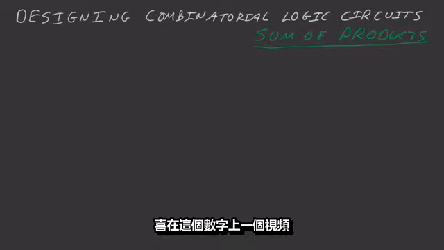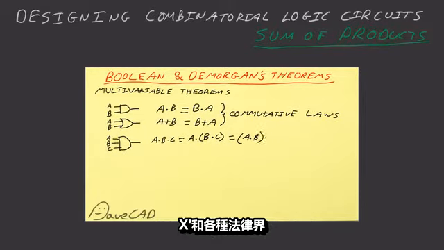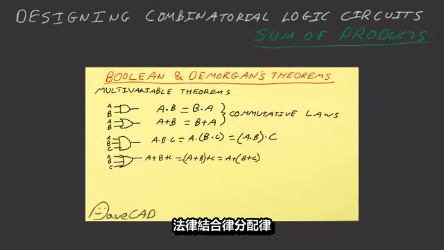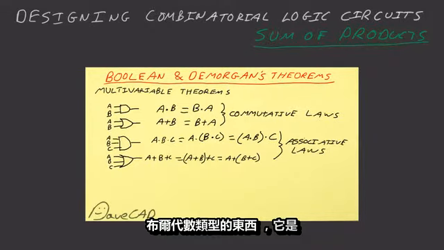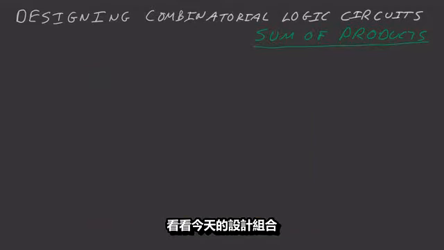Hi, in the previous video in this digital logic design series, we took a look at Boolean algebra and De Morgan's theorems and the various laws: commutative laws, associative laws, distributive laws, and all that horrible Boolean algebra type stuff. It was quite theoretical but important stuff. But we didn't really look at how we actually create a practical digital logic circuit based on the truth table. So that's what we're going to take a look at today: designing combinatorial logic circuits, or how to convert a truth table into digital logic to perform the function that you intend.